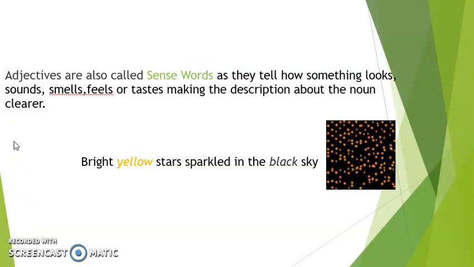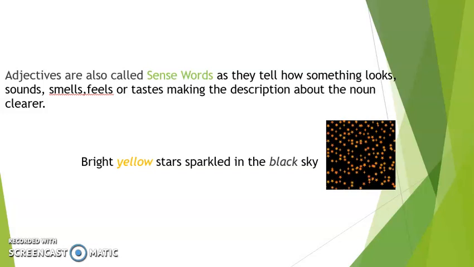Now next, these adjectives are also called sense words. Why? Because they tell us how something looks, sounds, smells, feels or tastes, making the description about the noun clearer. They give us extra information. They give us clearer information about the noun, and therefore these adjectives are also called sense words.